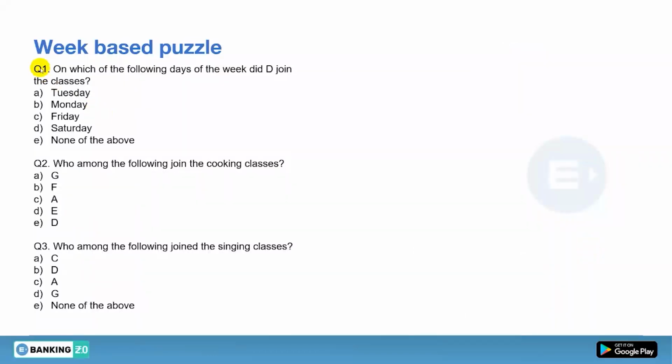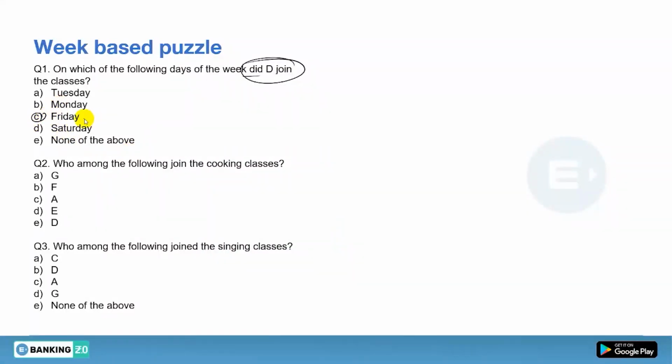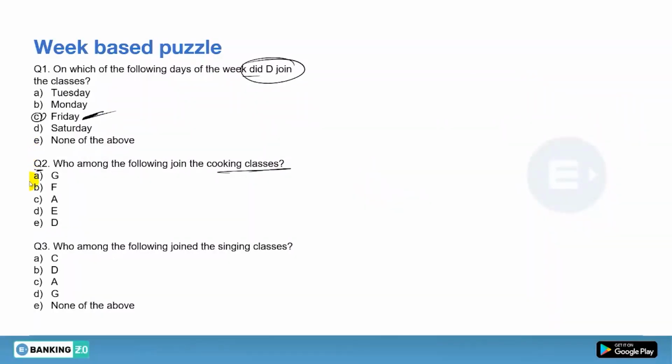So first question is, on which of the following days of the week did D join the classes? So D joined on Friday. So the answer will be Friday, that is option number C. Done. Now question number 2, who among the following joined the cooking classes? So let's see who joined the cooking classes. Cooking classes were joined by A. So the answer will be option number C.